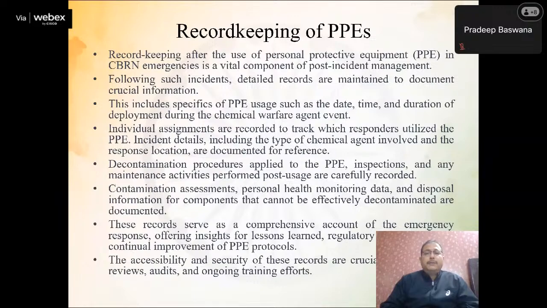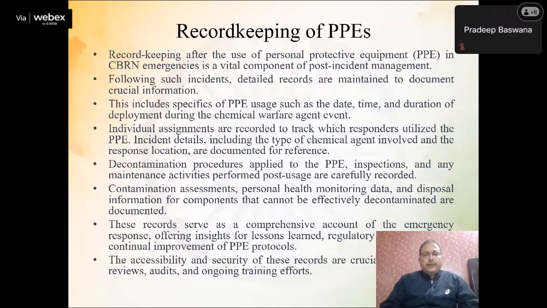This includes specific PPE usage such as date, time, and duration of deployment during the chemical warfare agent event or biological warfare agent event. Individual assignments are recorded to track which responders utilized the PP. Incident details, including the type of chemical agents involved and the response locations, are documented for reference. Again, it is a big case study for each and every one of us in the field, on what actually happens, in how much time they have responded, and whether there are issues or not.